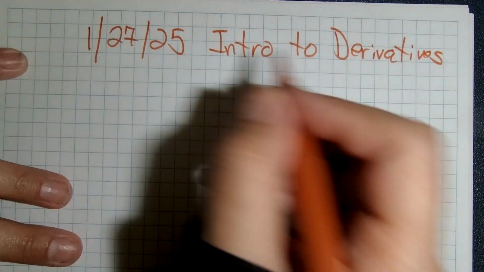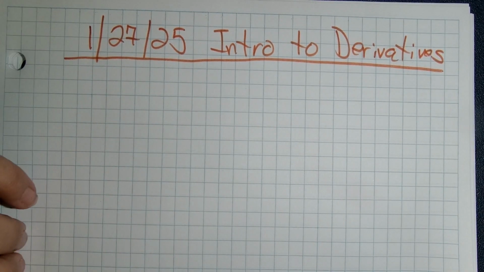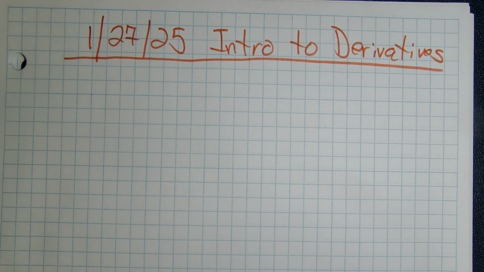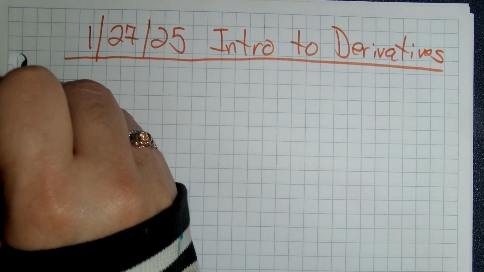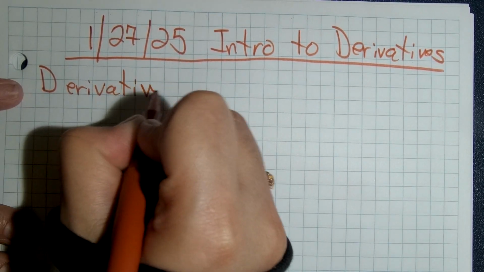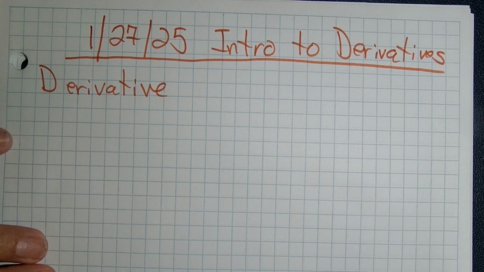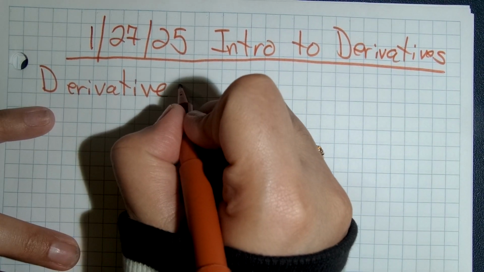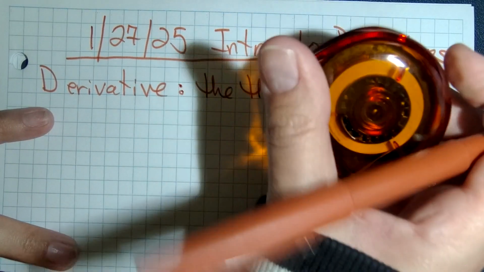All right, ladies and gentlemen, today is the 27th. We are at a new unit. Today we're going to be talking about introduction to derivatives. What's a derivative? Great, I'm going to give you the vocab right now. A derivative is the final answer.